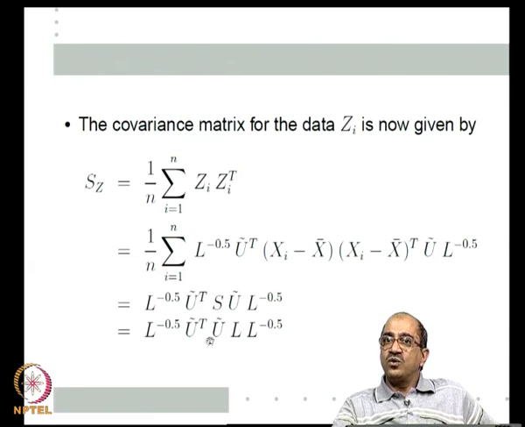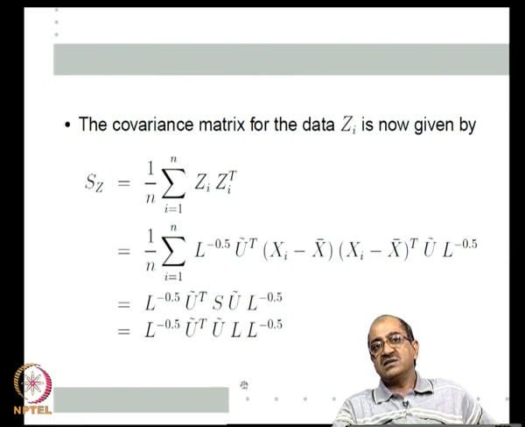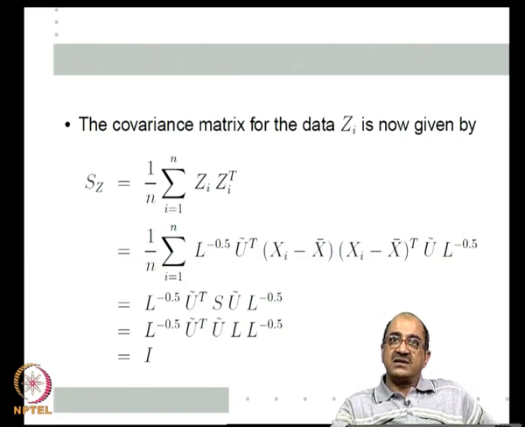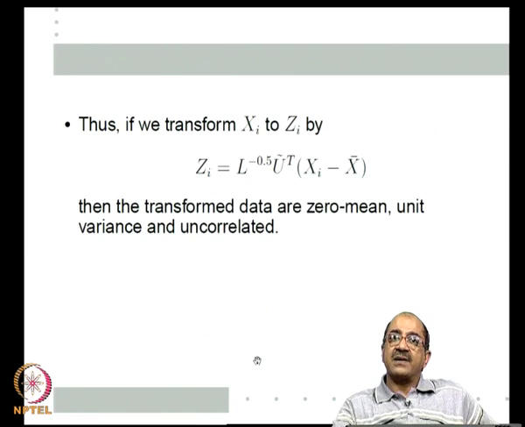So, this is L to the power minus half u tilde transpose u tilde L L to the power minus half. u tilde is an orthogonal matrix, whose columns are orthogonal. So, u tilde transpose u tilde is identity. So, this goes away, and now I get L to the power minus half L L to the power minus half. This is a diagonal matrix. So, this is the identity. So, the covariance matrix of the data z_i now is the identity matrix.